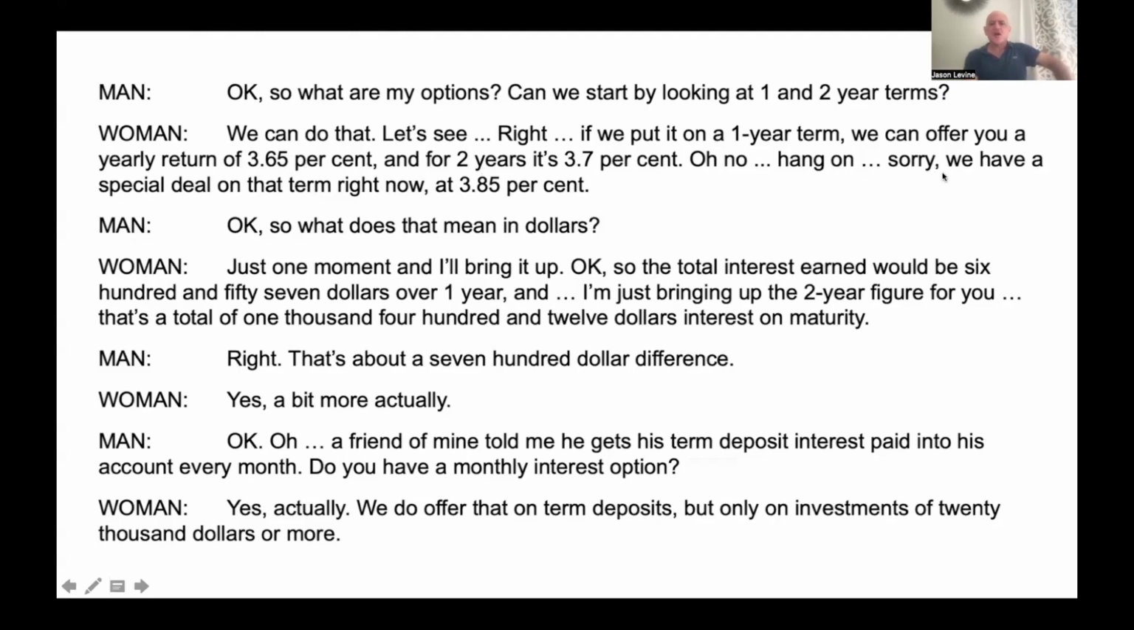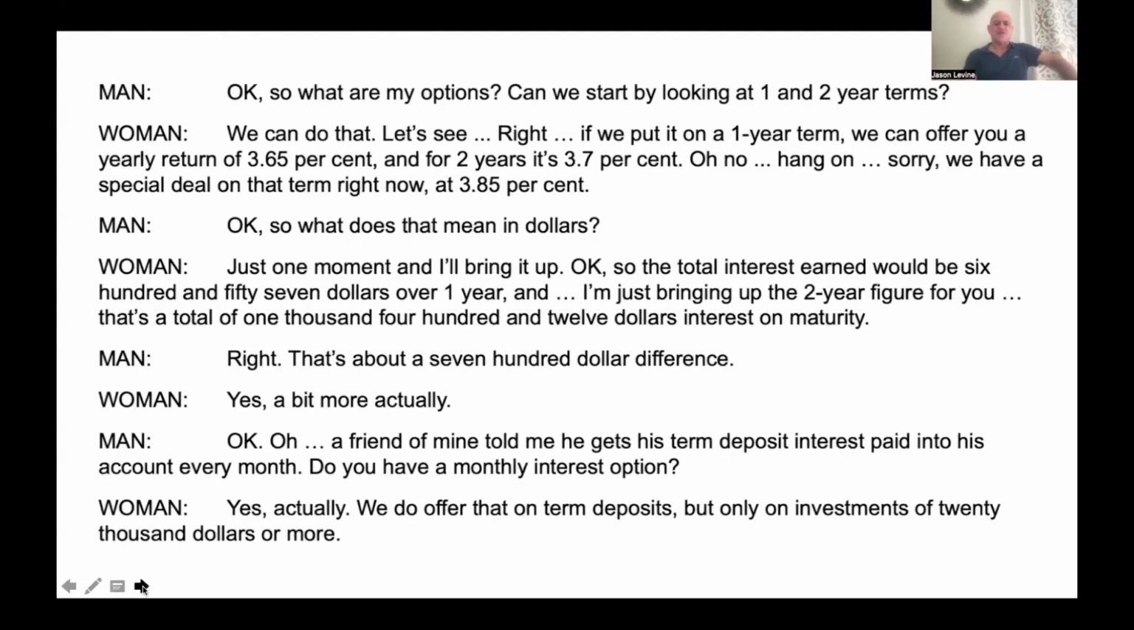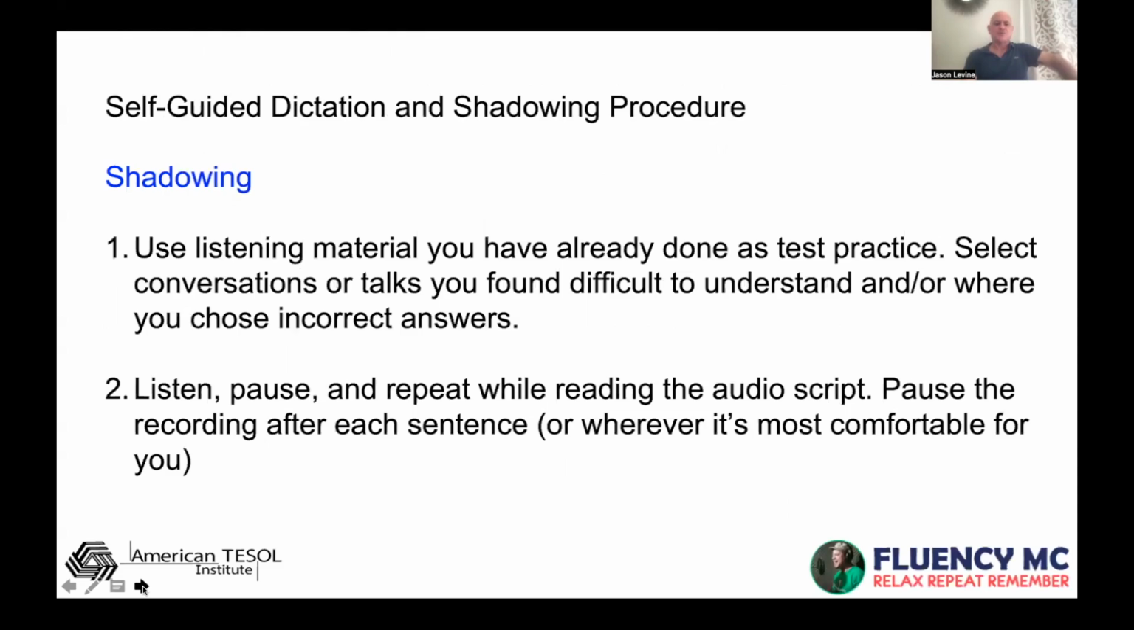Oh, no, hang on. Sorry. This is like they're trying to highlight. We have a special deal. Oh, 3.85. So going back, right? That's 3.85. So with the script, slowing it down, having them read it, and then moving into doing it without is hugely important.